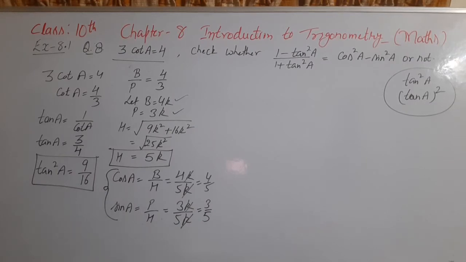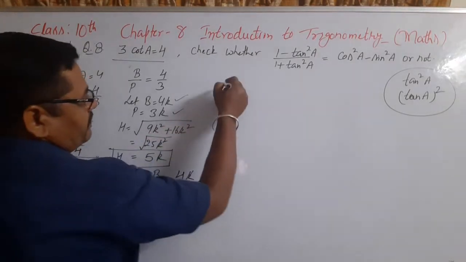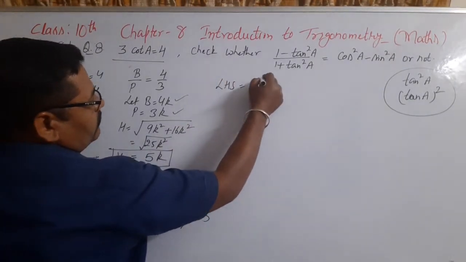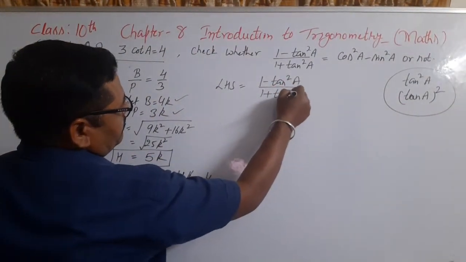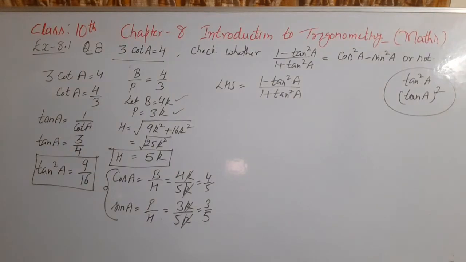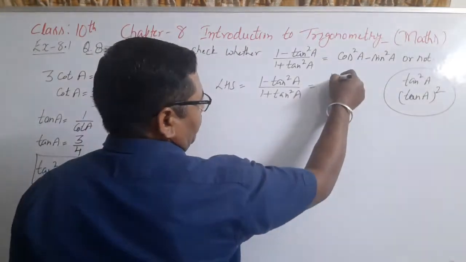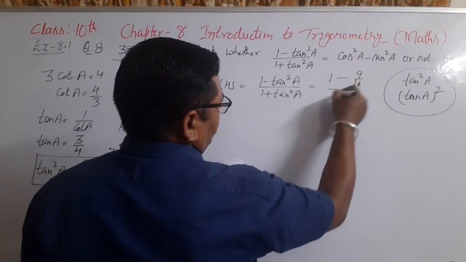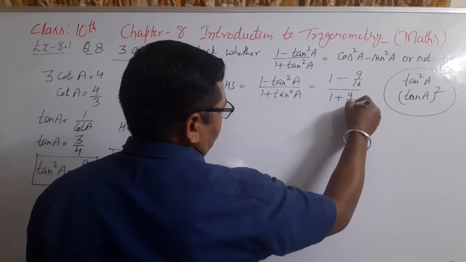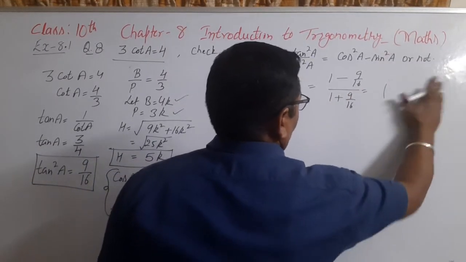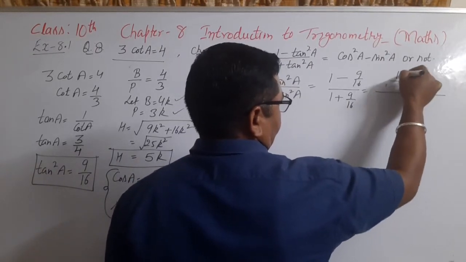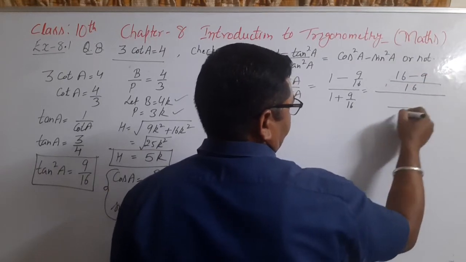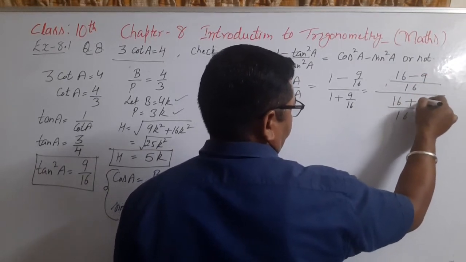Now let us try to find the value of left hand side. Left hand side is equal to 1 minus tan square A upon 1 plus tan square A. Tan square A की वैल्यू है 9 upon 16. 1 minus 9 upon 16 upon 1 plus 9 upon 16. ऊपर नीचे LCM आ गया 16. ये हो गया 16 minus 9. नीचे भी LCM आ गया 16. ये हो गया 16 plus 9.